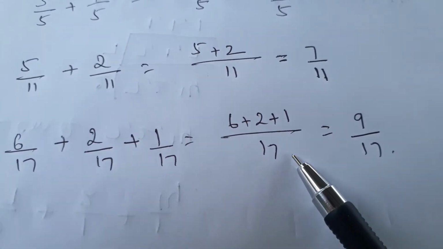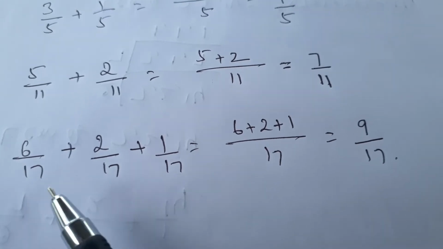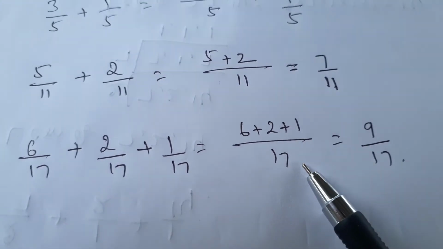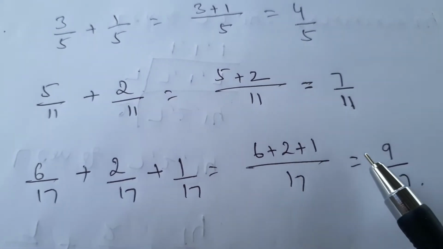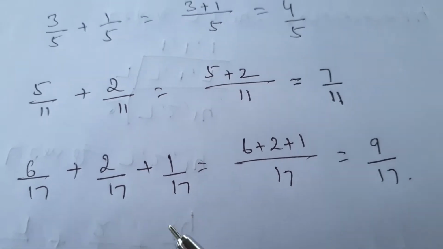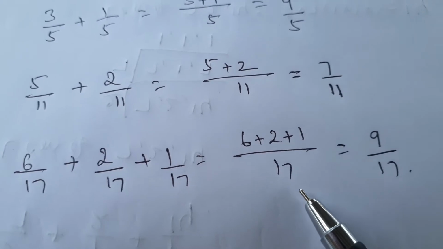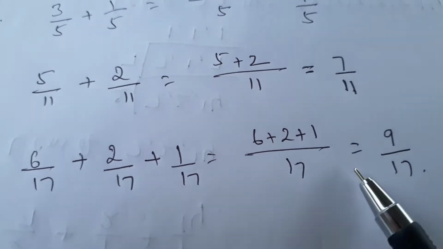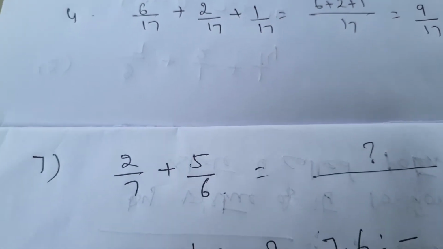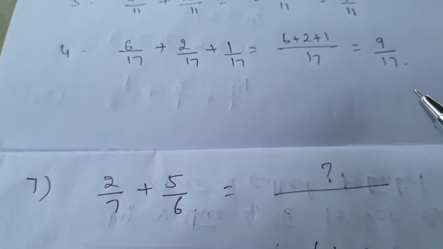So repeat the denominator as it is. Just add numerators. Don't add denominators. Add only numerators. The denominator should be repeated as it is. So like that, you have to add like fractions.